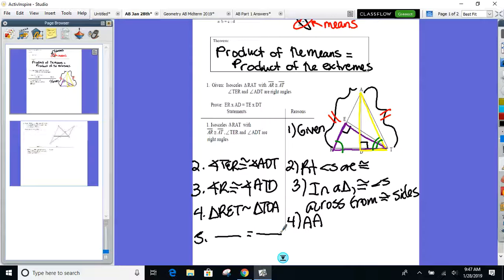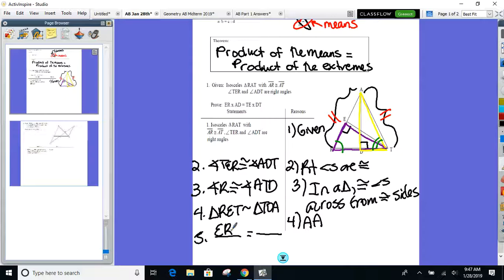Here's the easiest way to build it. What's one segment in the proof statement? ER. All right, so I'll place ER right here. It doesn't have to go there. It can go in any one of the 4 spots. But wherever you place ER, where does AD have to go if I'm going to multiply it in a proportion with ER?